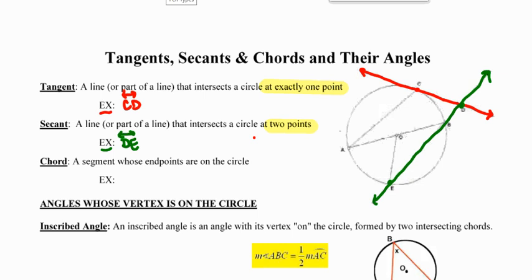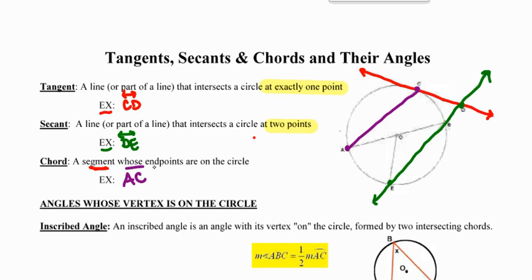And then a chord we learned about in the last video. A chord is different from the first two in that a chord is not a line. A chord is a line segment whose endpoints lie on the circle. So there are in that picture a lot of different chords. I'm going to pick one. How about chord AC? Endpoints are on the circle. That makes him a chord.